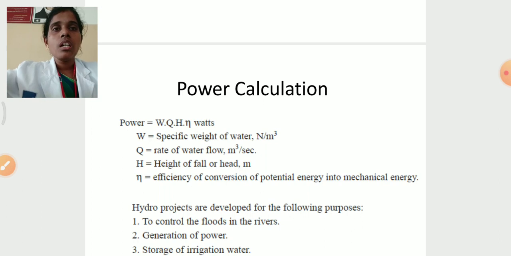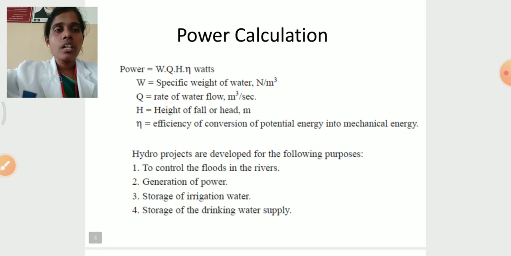Generally, in a hydel power plant, the power calculation is noted as W Q H eta. W denotes the specific weight of water, Q denotes the rate of water flow in the pipe, and H denotes the height of the water head. Depending upon the height level, the output power is calculated, and eta denotes the efficiency of conversion of potential energy into mechanical energy.